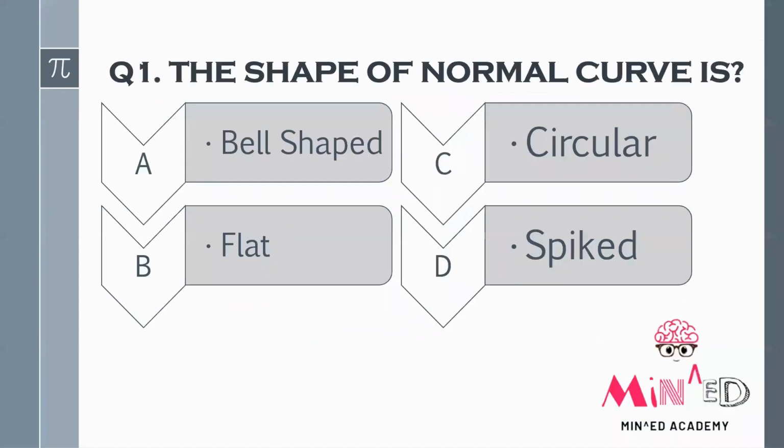So let's start. Our first question is: the shape of normal curve is A, bell shape, B, flat, C, circular, D, spiked. So this question is from research methodology and statistics.